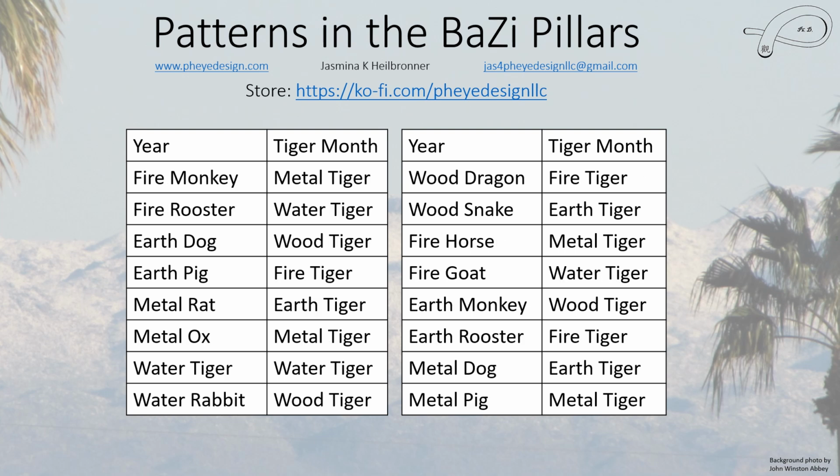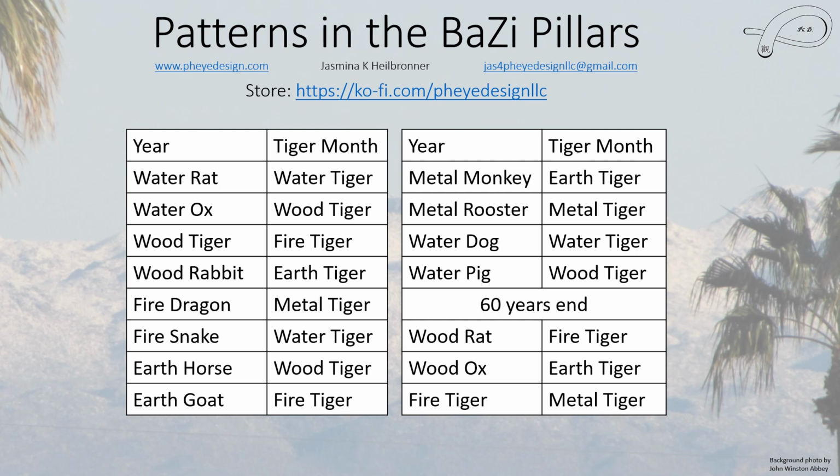Here's the third one. And again, you can check it. I mean, if you want to, just take a screenshot. And then here's the fourth one. Now, this is where the 40 years end. We have the water pig. That's the end of the cycle with the wood tiger. That's the month that's going to be associated with it. If you remember, we started out with wood rat and fire tiger, so it goes right back to where it was. It never changes from this cycle.